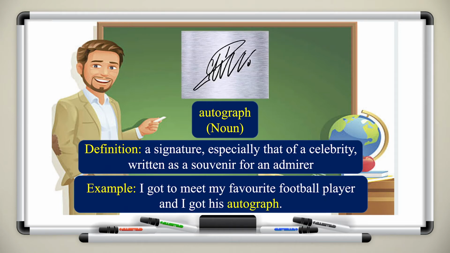Let's take a look at the next word, which is autograph. An autograph is a signature. So imagine you're meeting your favorite footballer, and you ask them for their autograph. So you ask them for their signature. For example, I got to meet my favorite football player and I got his autograph.